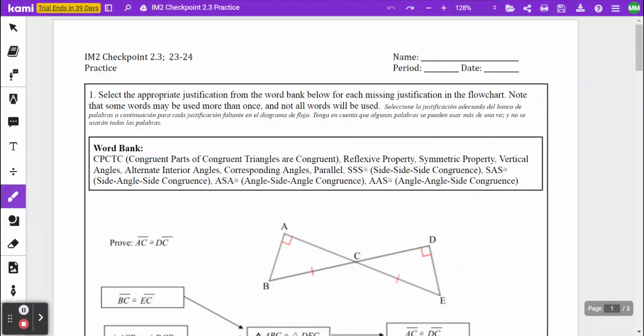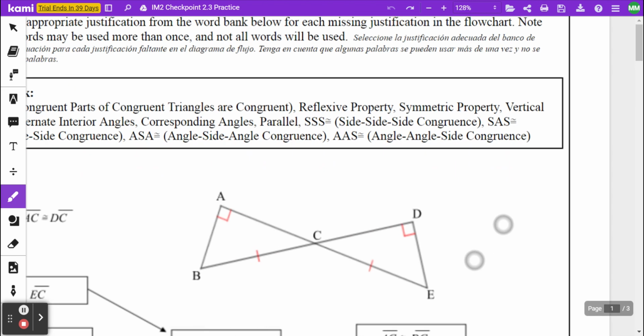Hi everybody, this is Miss McClellan here to go over IM2 Checkpoint 2.3, the practice version. Let's start with number 1. We will select the appropriate justification from the word bank below for each missing justification in the flowchart. Note that some words may be used more than once and not all words will be used.